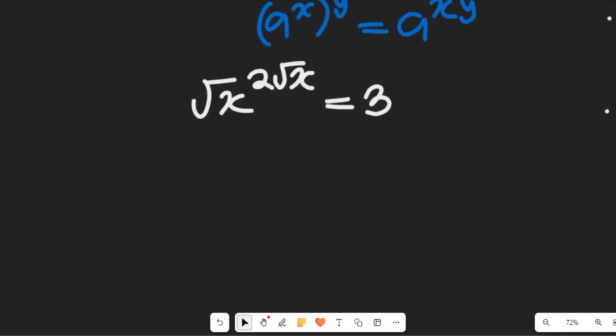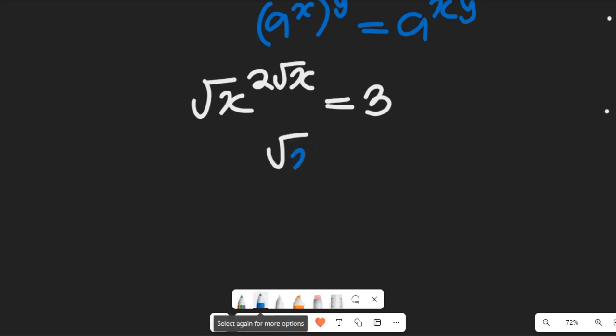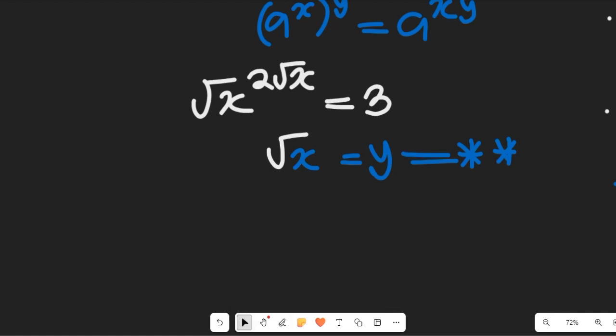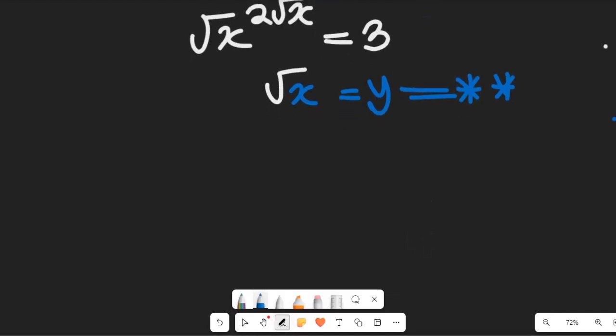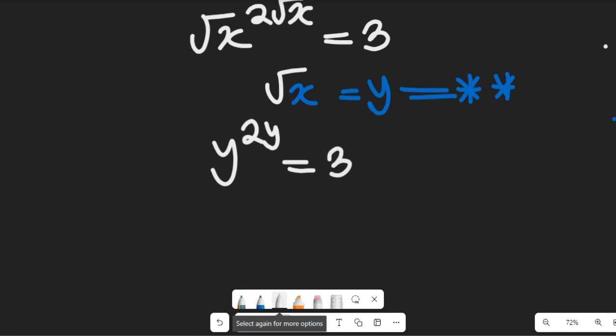Having gotten to this point, I will now have to simplify this expression. Now, to simplify this expression, let me assume that my square root of x be equal to y. Now, take note of this, it is going to be essential as we solve this question. If I assume my square root of x to be equal to y, that expression will automatically change, because the expression will now become y to the power of 2y, right? And this will be equal to 3. So what do we do from here?